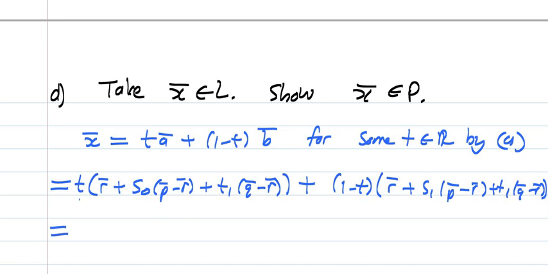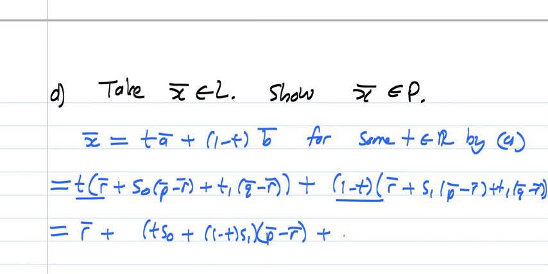Now, if you look closely, there's a tr term and there's a (1 minus t)r term. If you add it and you simplify it, this becomes r. If you look here, you can take out a common factor of p minus r. What remains is t s0. If you take out a common factor of p minus r, what remains is (1 minus t) s1 (p minus r).